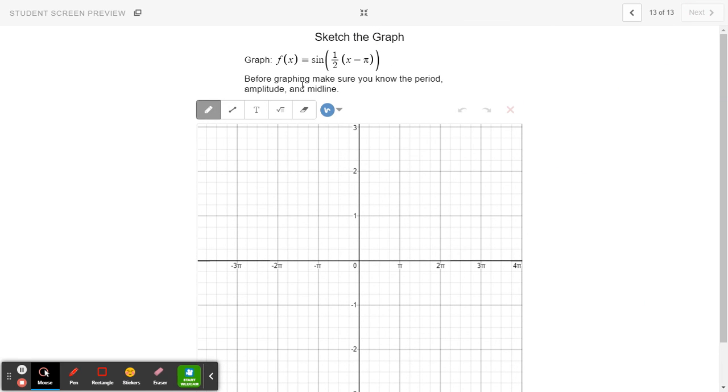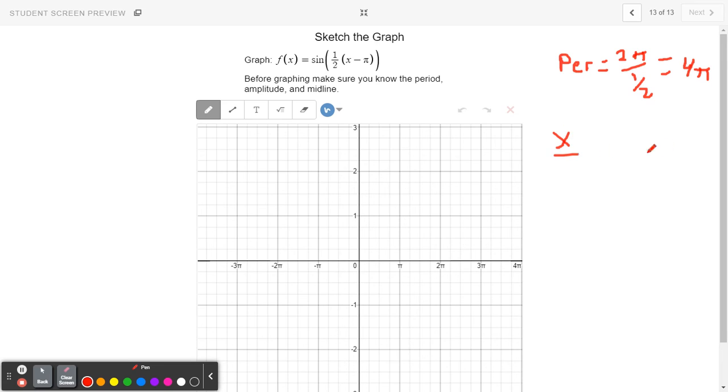All right, so now we have, last one here, we have sine of 1/2 times x minus pi. All right, so here our b is 1/2, so what is my period going to be? Okay, my period is 2 pi divided by 1/2. So my period is 4 pi.